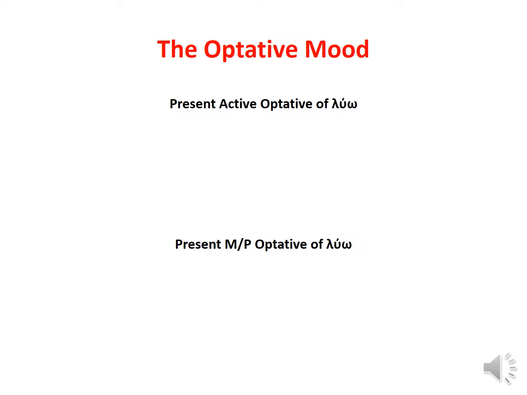We reach now the fourth and final of the Greek moods. What are the four? The indicative, which is the mood of fact or reality. The subjunctive, which is the mood of possibility or the hypothetical. The imperative, which is the mood of command. And now finally the optative. The optative is the mood of wish. So it's even further removed from reality than the subjunctive is. It's the most remote from reality.